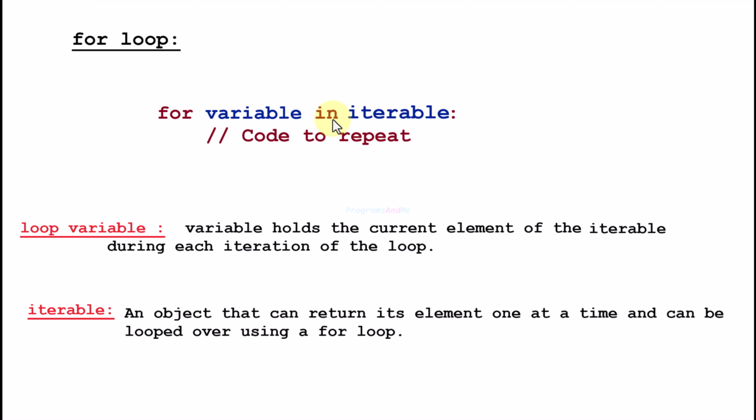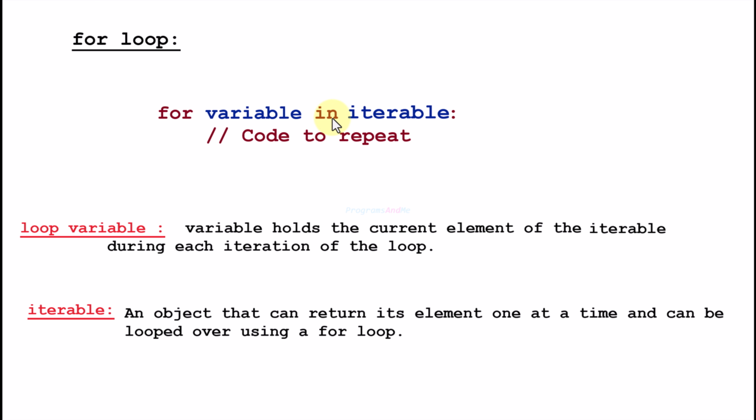For variable in iterable colon, and here the for loop body. Here indentation is used to represent block of code, the loop body. Here for is a keyword. Variable is also called the loop variable, which holds the current element of the iterable during each iteration of the loop. Iteration is the process of accessing each element of an iterable one by one.